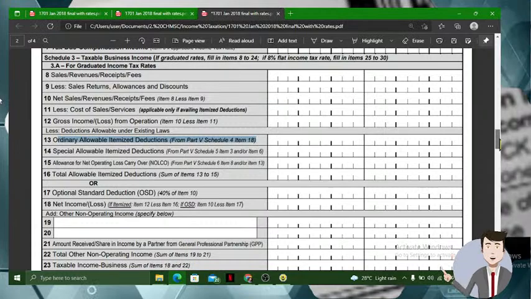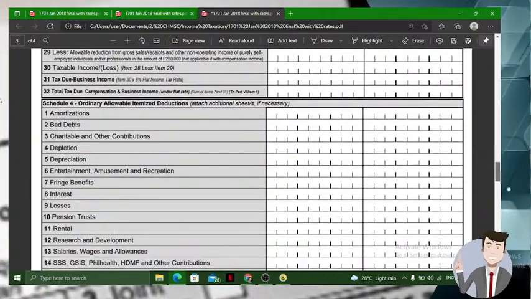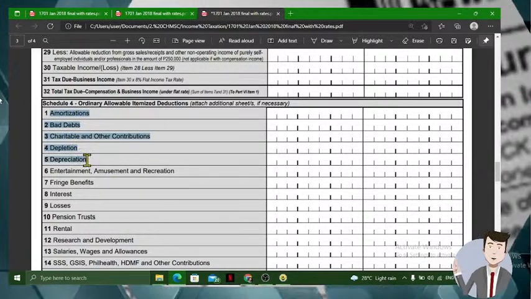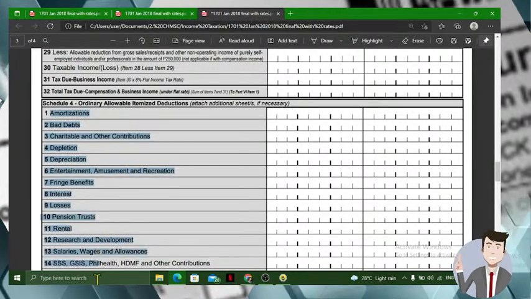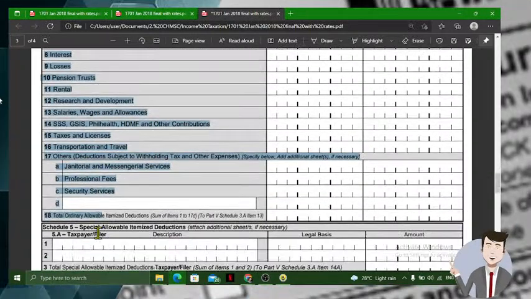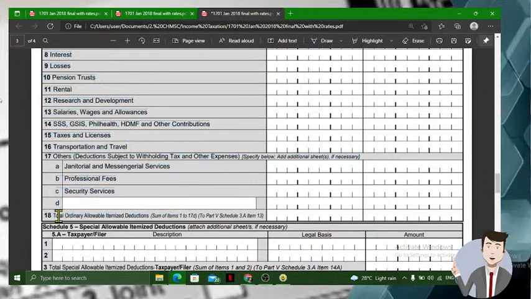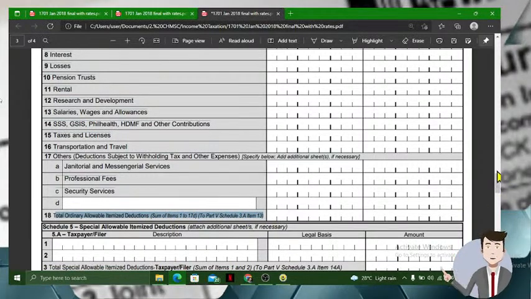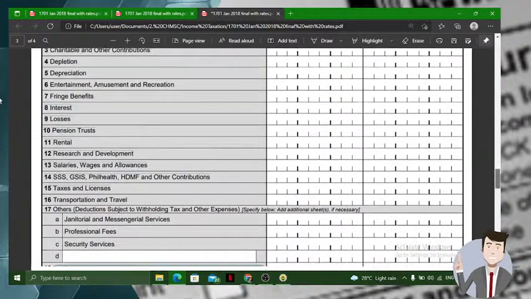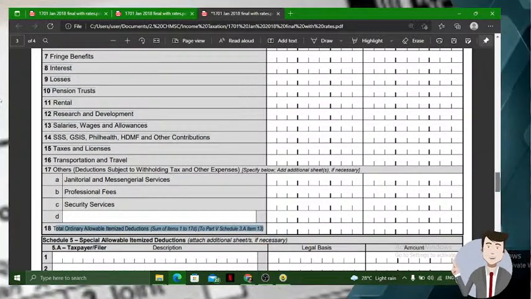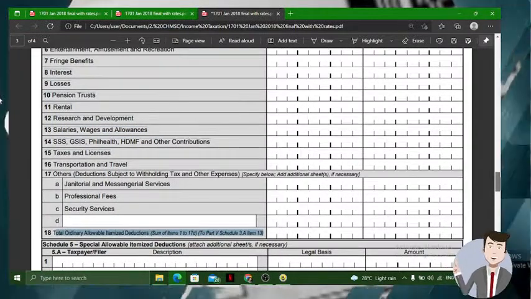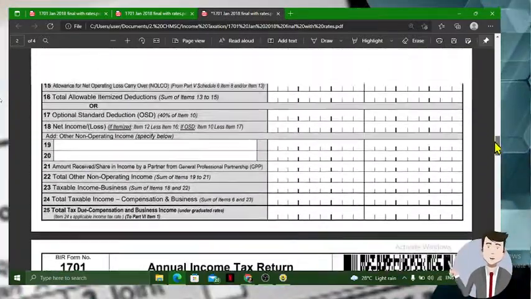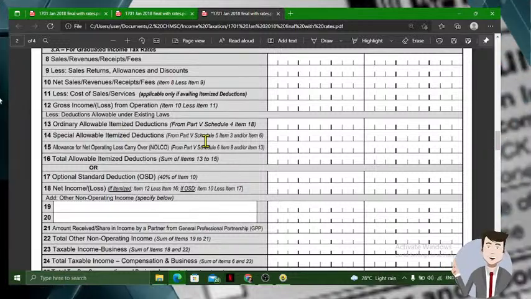Part 5, schedule number 4. So part 5, schedule number 4 are the operating expenses in our accounting. Okay, remember? These are operating expenses. Okay? So total ordinary allowable itemized deduction: you have to sum up from item number 1 to item number 17. And this amount is considered as the total ordinary allowable itemized deduction. Okay, so going back to our discussion, we are on this one.